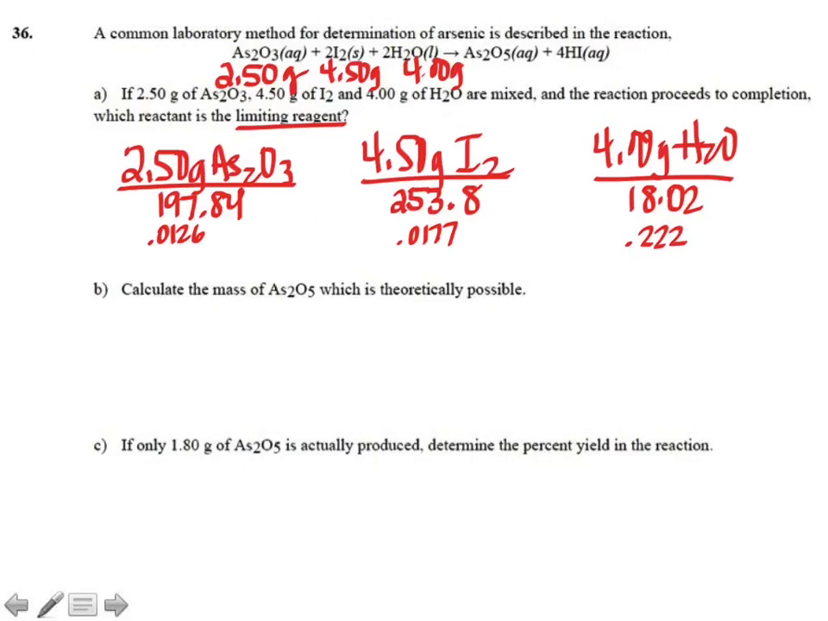All right, those are moles, right? So we need to divide everybody by their coefficient. As2O3's coefficient is 1, which gives me 0.0126. Iodine's coefficient is 2, and water's coefficient is 2, which should give me 0.111. So we need iodine's.